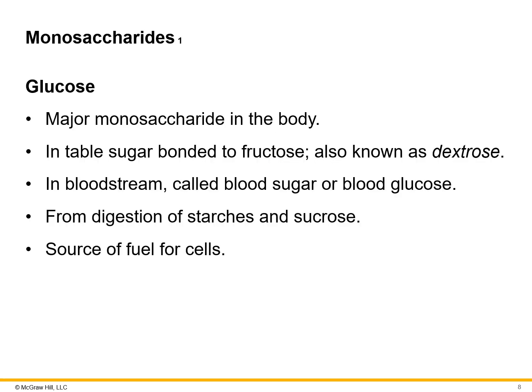Our monosaccharides, the major one in the body, of course, is glucose. It can make table sugar by taking glucose and adding it to fructose. It's also called dextrose, in case you've heard that term. In the bloodstream, though, that sugar is referred to as blood glucose. If we're talking about somebody's blood sugar, we're talking about the amount of glucose in their blood. And we get this from digesting or breaking down our starch and that table sugar or sucrose. And this is the main source of fuel for our cells.